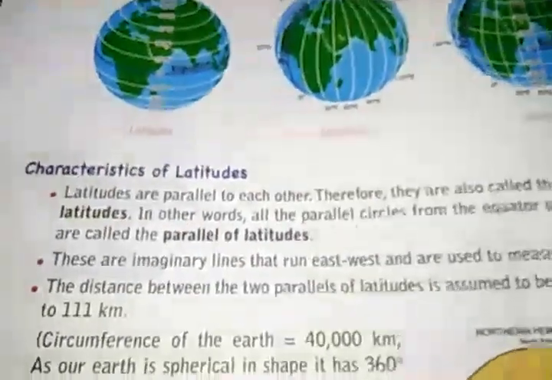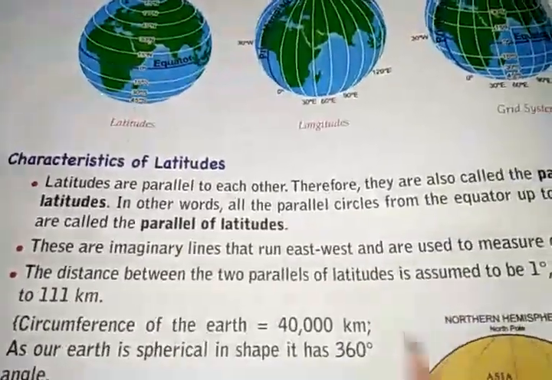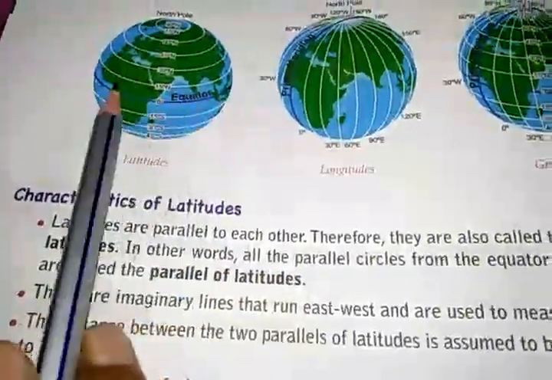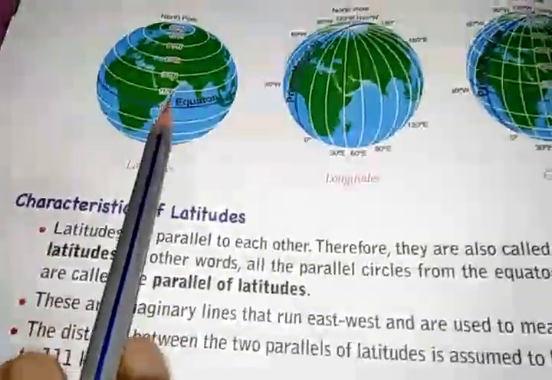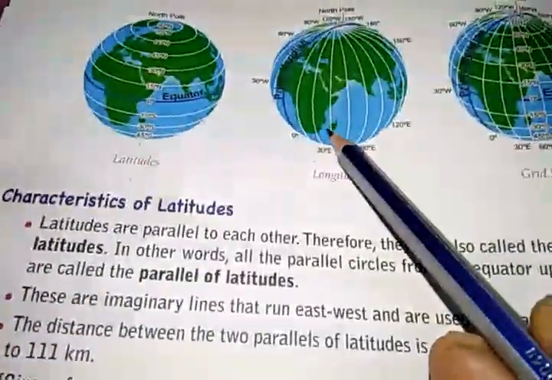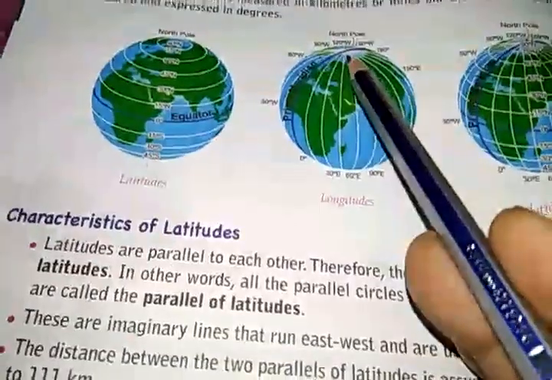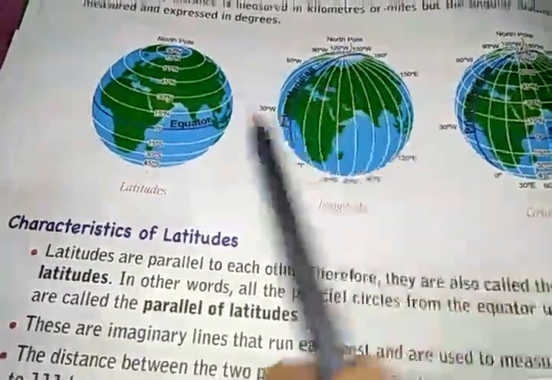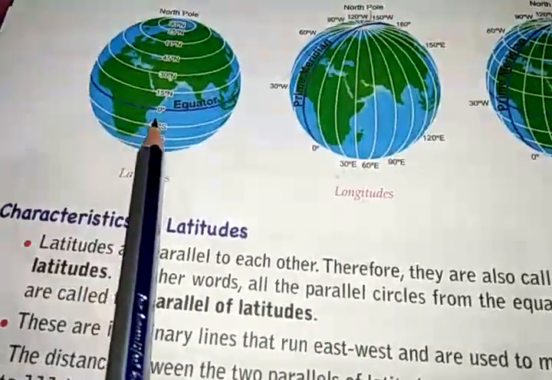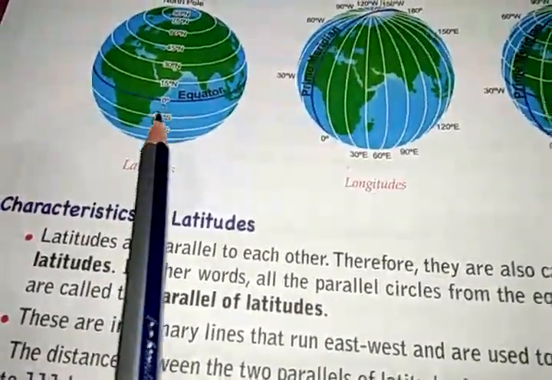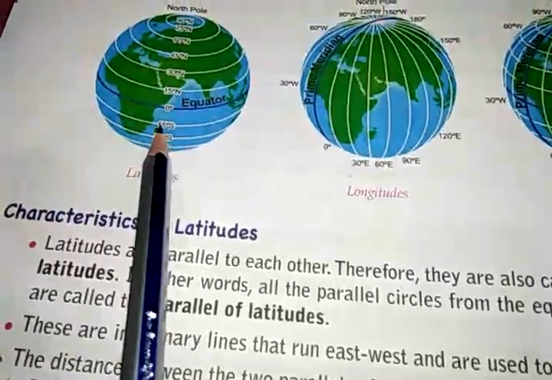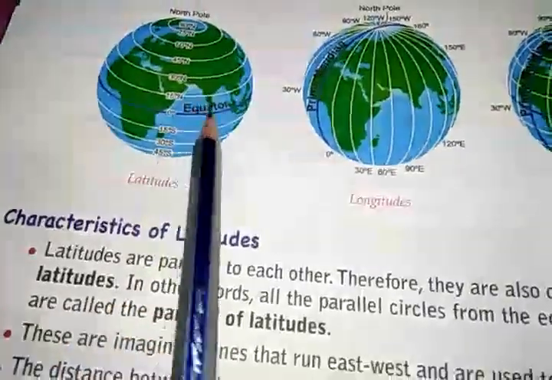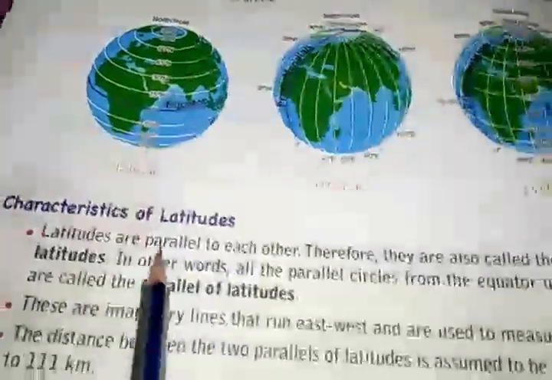Then, characteristics of latitudes. What are the characteristics? Latitudes are parallel to each other. These lines are parallel. They do not meet each other. Over here you will see that meridians meet. They all converge at the North Pole or at the South Pole. But parallels, you have studied in geometry also that lines which are parallel do not meet. So the equator or 15 degree, all these degrees, they are parallel to each other and they do not meet.